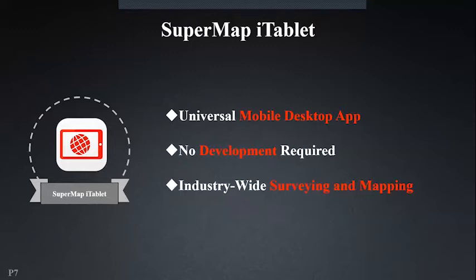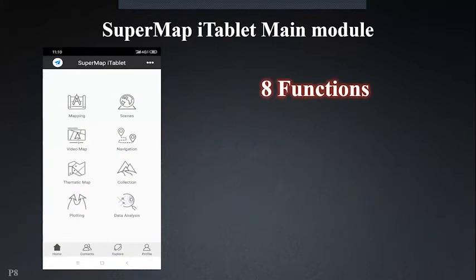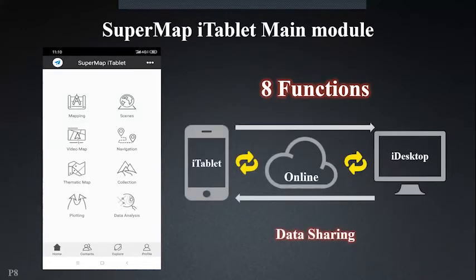It can run on iOS and also on Android operating systems, and it includes abundant functionalities used in various industries. iTablet also allows you to operate your data through your finger movements. So here, SuperMap iTablet has 8 main function modules. Those are collections, mapping, scenes, video mapping, navigations, thematic map, plotting, and data analysis.